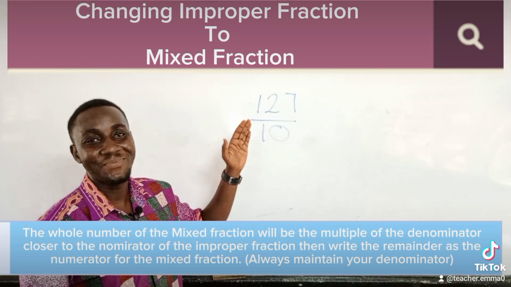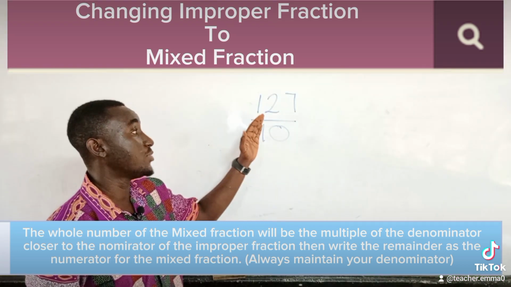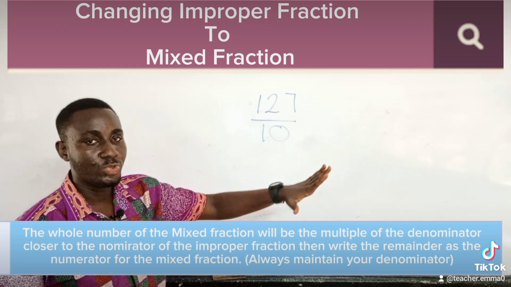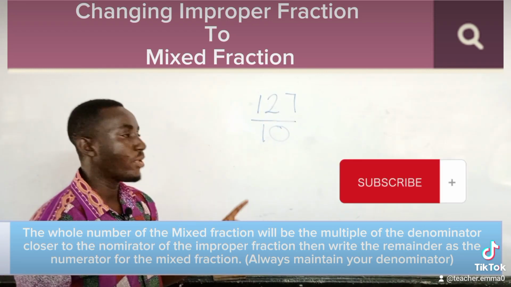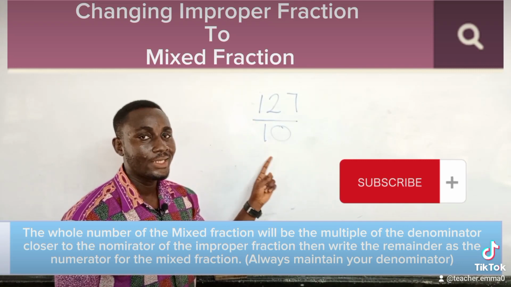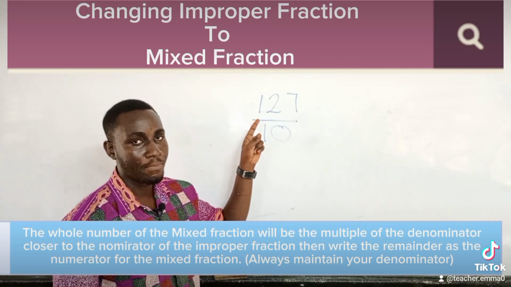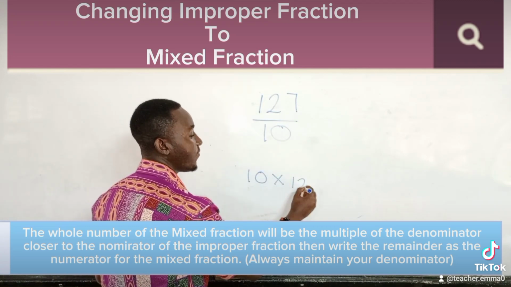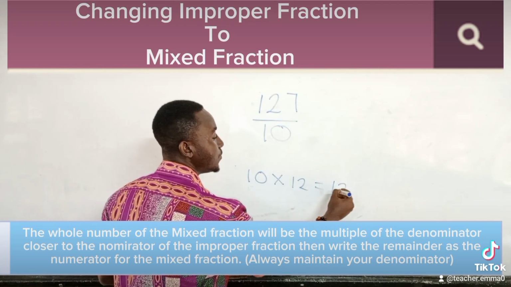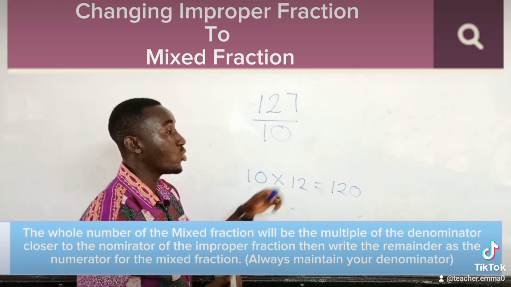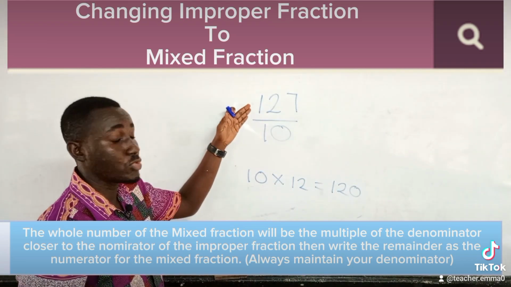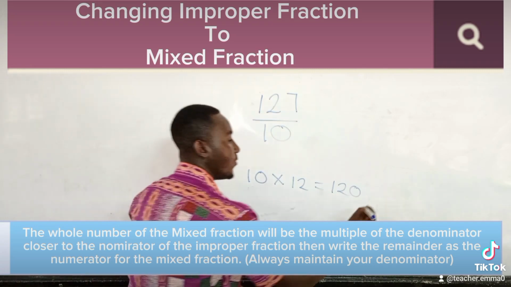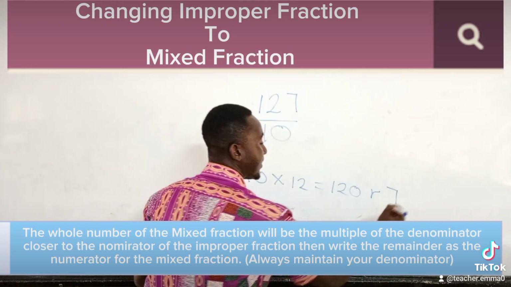For our very last example, we are going to convert 127 out of 10 into a mixed fraction. How do we do that? Well, remember, we said that we are going to look at the multiples of 10 that is closer to our numerator. We realize that 10 multiplied by 12 is going to give us 120. And 120 is the closest multiple to 127. So we are going to get 120 remainder 7.